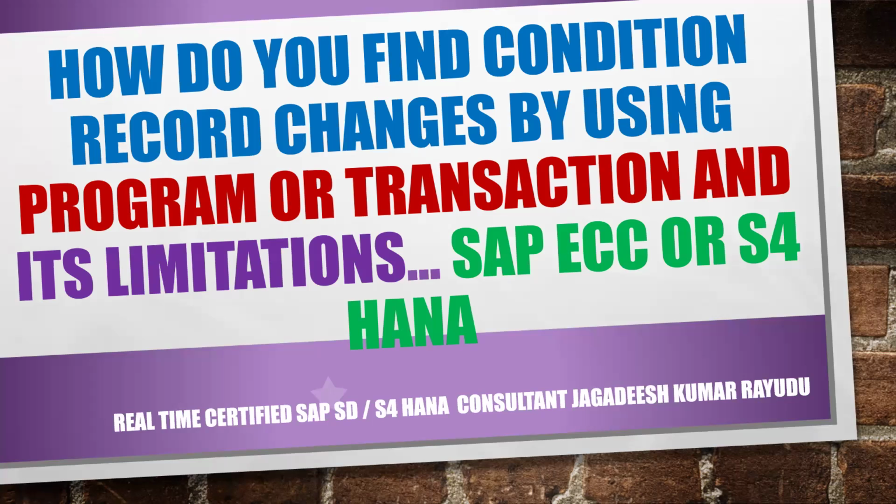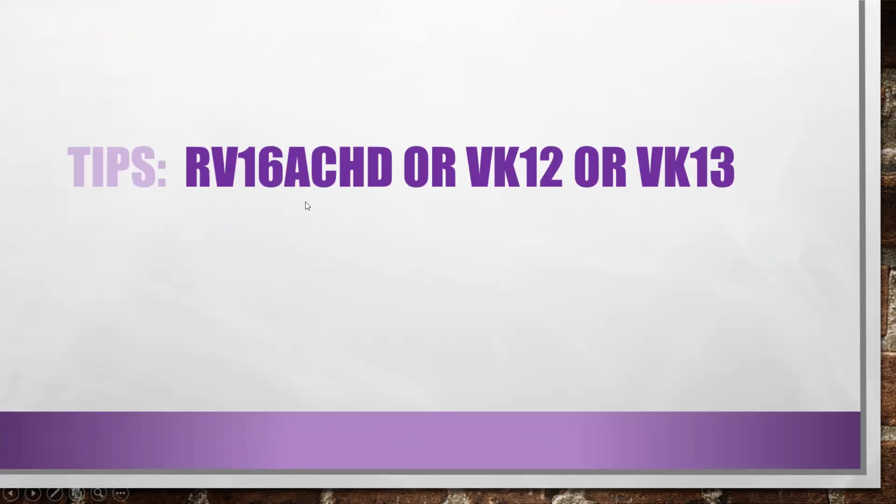How do you find condition record changes by using a program or transaction, and what are its limitations in SAP ECC or S/4HANA? Let's try to find out in today's topic. The program name is RV16ACHD. CHD probably means change. RV16A, if you remember, or else VK12 or VK13. You need not remember this program; I can guide you on how exactly it works.